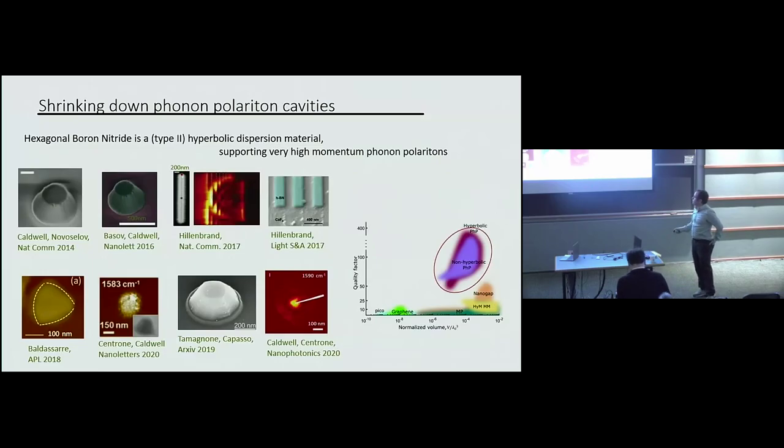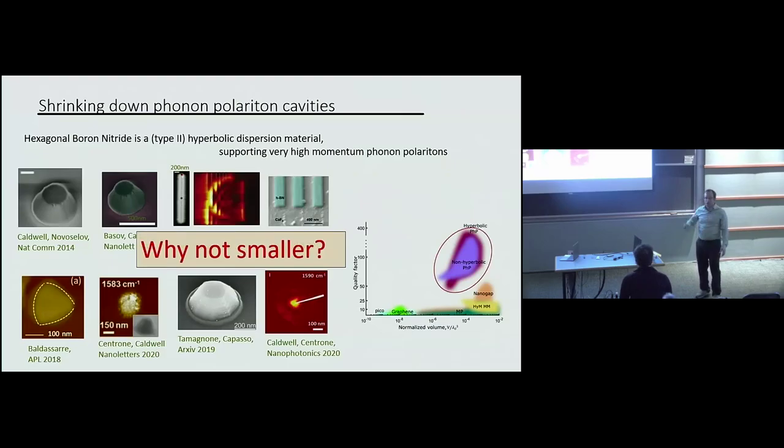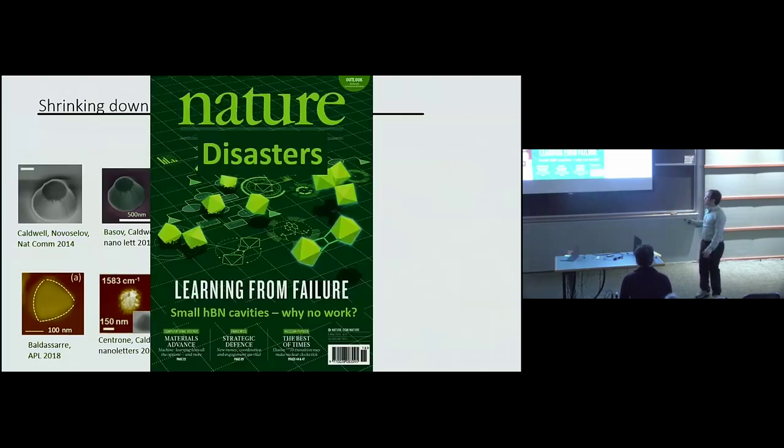And you can see, if you look at the numbers carefully, that they're actually all hundreds of nanometers in size, and they're not much smaller. So you have to ask the question of why not smaller? And the answer should have been published in this paper, Nature Disasters, where people do experiments, fail, and then tell everybody, don't do this, okay? So I really wish there would have been a journal like this.